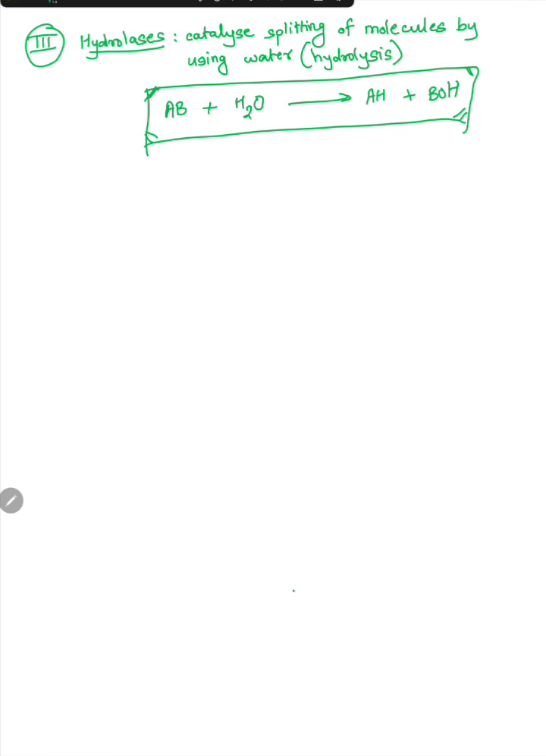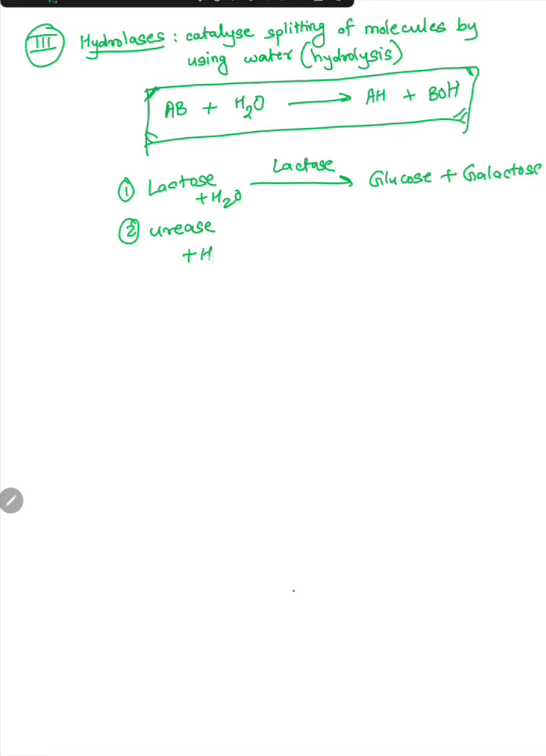Examples are lactase and urease, they are all hydrolases. So lactose being broken down to glucose and galactose is hydrolysis by the enzyme lactase. Urease, so there is water, right? Lactose plus water gives glucose and galactose, by lactase.